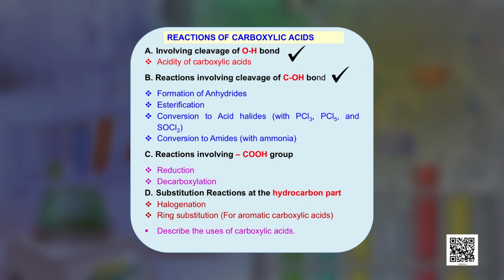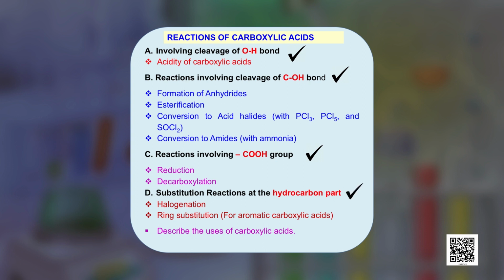Then reactions involving cleavage of the C-OH bond, that is the C-O bond, wherein formation of anhydrides, esterification and conversion to acid chlorides will be discussed, as well as conversion to amides with the use of ammonia. Then the third category will be reactions involving the carboxyl group, wherein two reactions, that is reduction as well as decarboxylation, will be discussed.